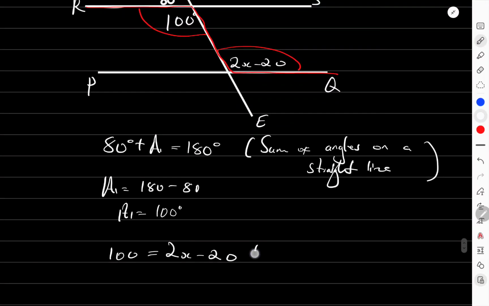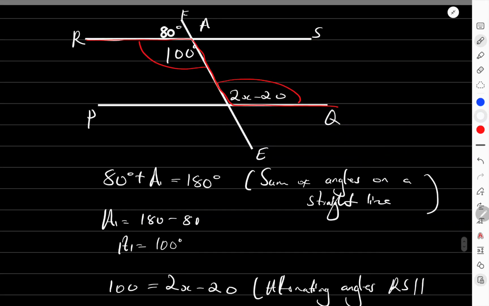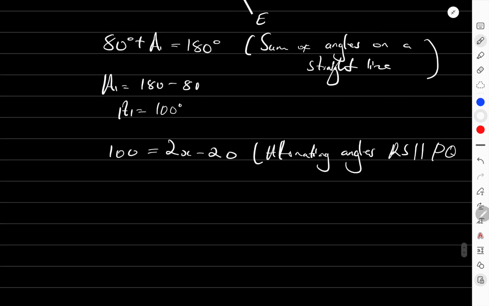Now I have to write the reason. Reason is going to be alternating angles. After writing alternating angles, I have to tell which lines are parallel. Line RS is parallel to line PQ. Then now I can start solving.